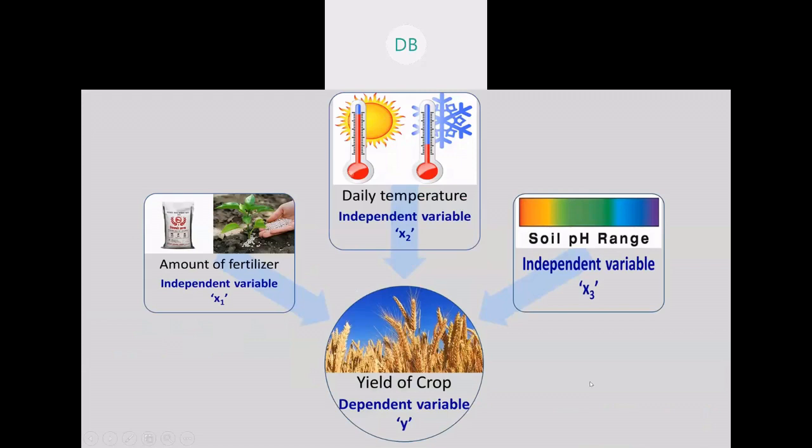If I cite the previous example, earlier we studied the relation between yield of crop and amount of fertilizer used. If you want to understand the influence of daily temperature and soil pH, we have to take multiple linear regression. Here, the yield of crop is the dependent variable y, which is influenced by amount of fertilizer, daily temperature and soil pH, which are the independent variables x1, x2 and x3.